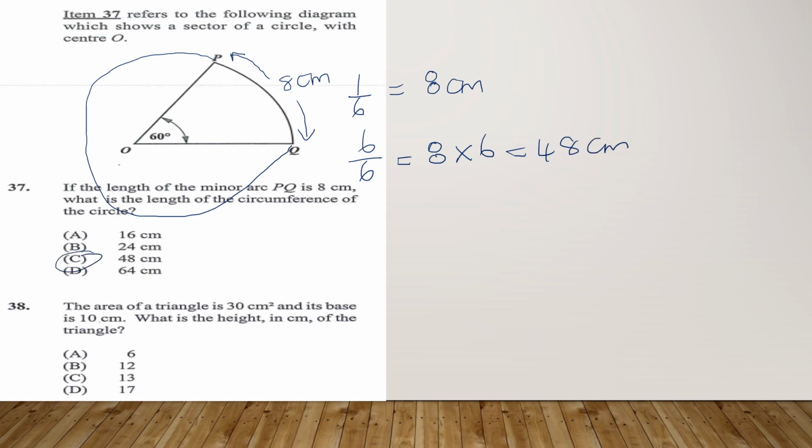C. 38, the area of a triangle is 30 centimeters squared, and its base is 10 centimeters. What is the height in centimeters of the triangle?